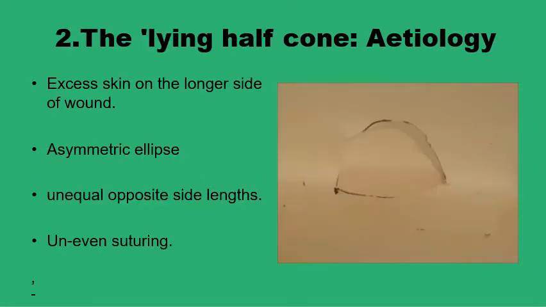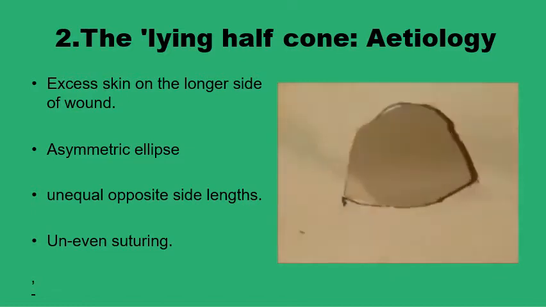The other type of the dog ear is the half cone. They usually develop if there is asymmetry in the wound geometry, if one side is much longer than the other, or it's asymmetrical in other ways, or even if the distribution of the sutures along the wound is not symmetrical. This would cause the half cone. It's less common than the full cone. About 20% of dog ears would follow this.